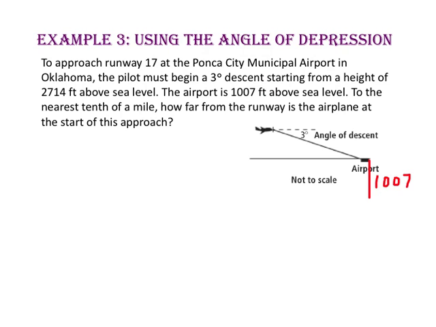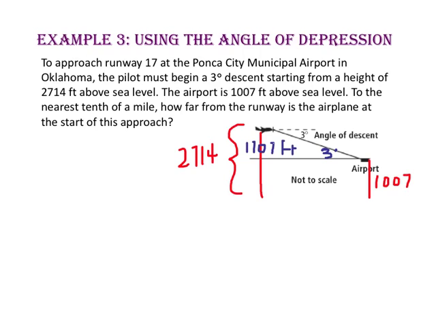The airport is 1,007 feet above sea level. The airplane is 2,714 feet above sea level. We know the height of the airplane above the height of the airport is going to be 2,714 minus 1,007, which is 1,707 feet. Since the ground and the plane's line of sight are parallel lines, our alternate interior angles are going to be congruent. So this angle will also be 3 degrees.